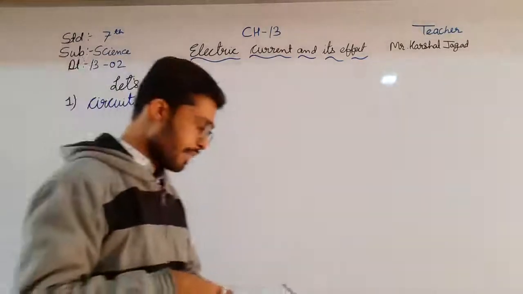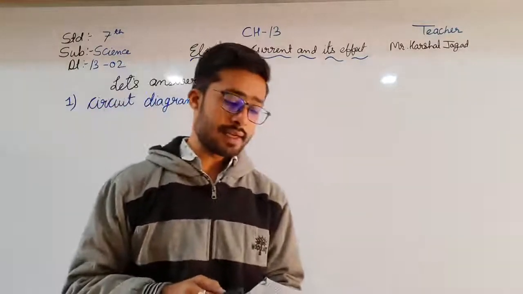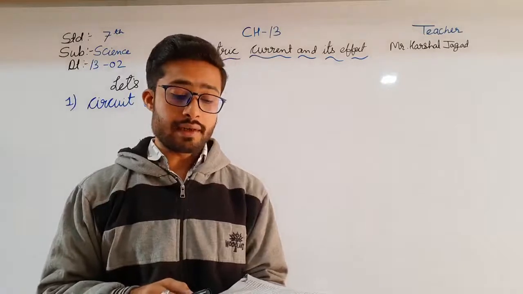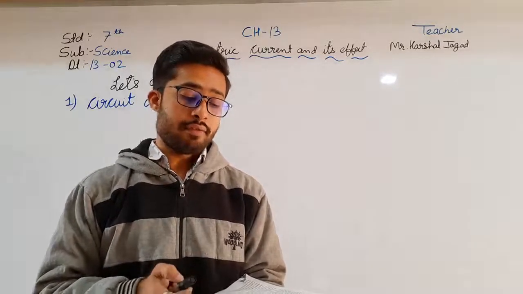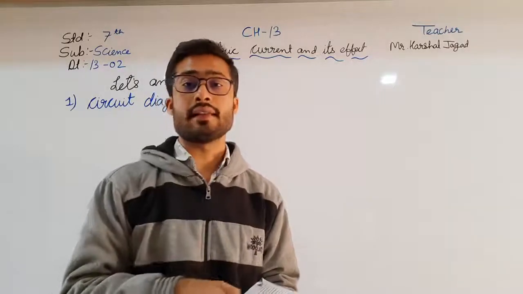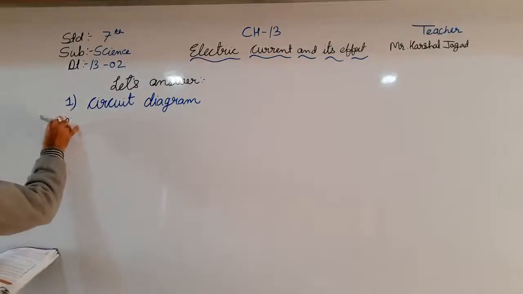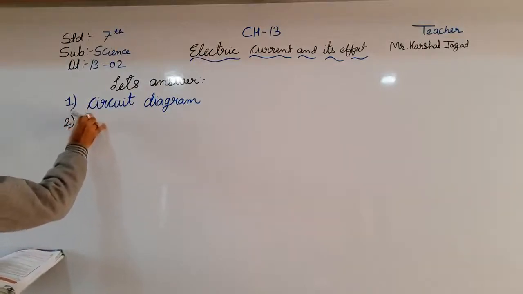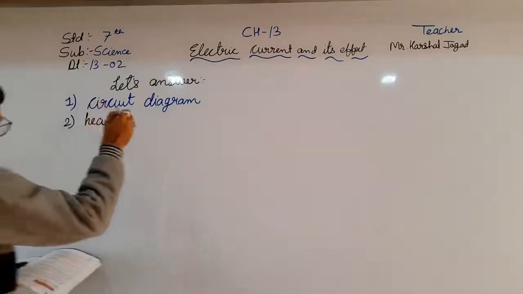Second one: electrical appliances that produce heat containing tightly wound coils are called dash, that is, filaments or heating elements. Then the second answer will be heating elements.